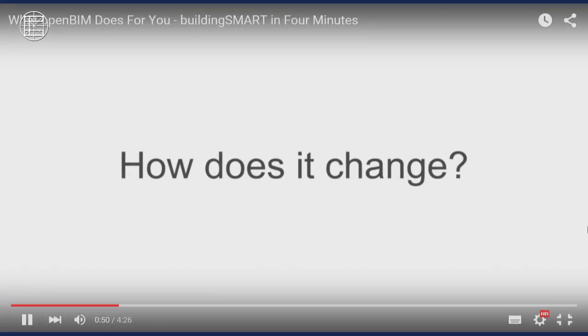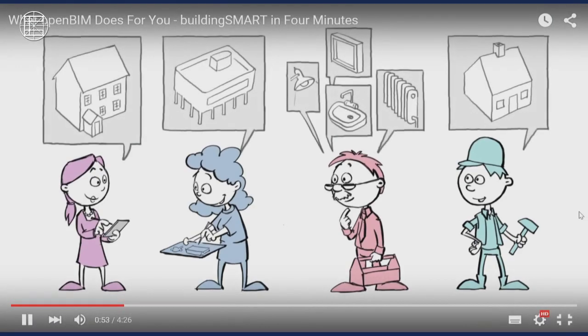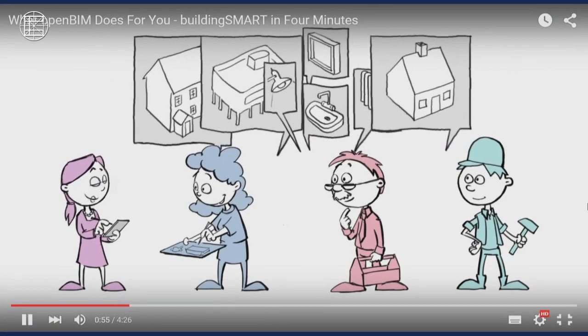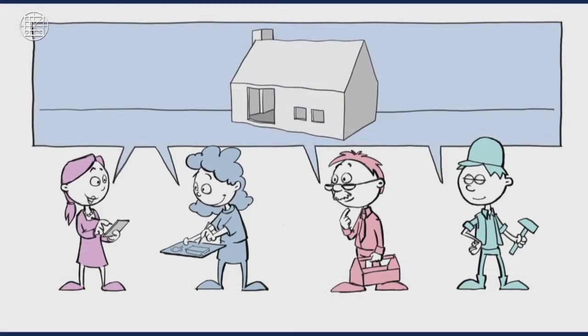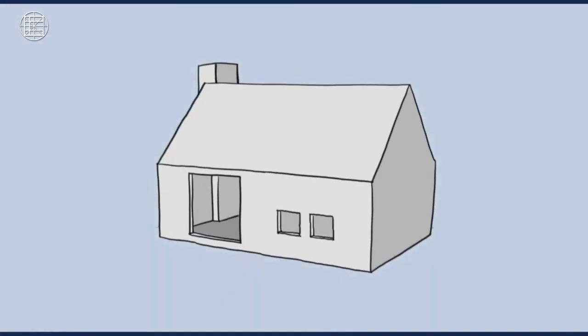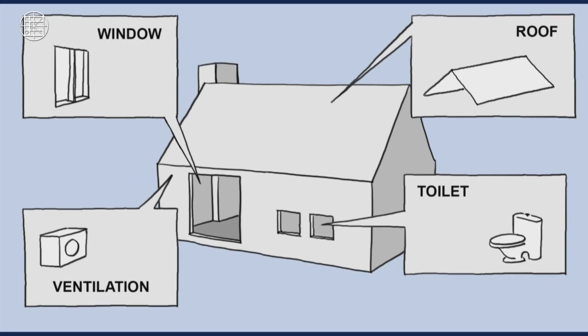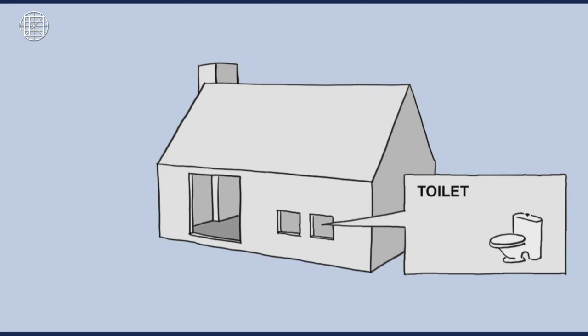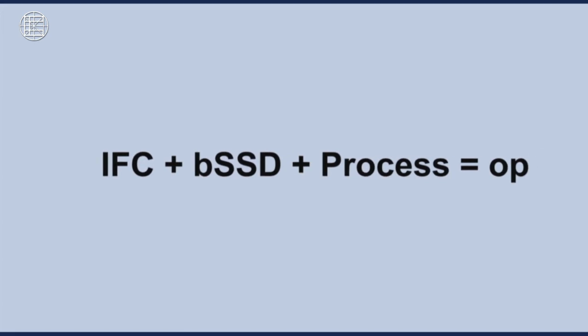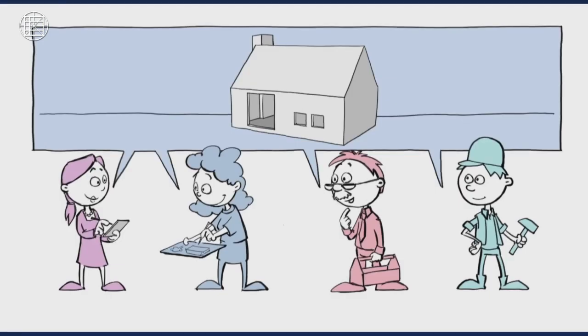How does it change? By sharing all information between all actors in one open format, everyone can work efficiently without errors. A building information model, or BIM, is a digital representation of the real building. Each object in the real building is represented by equivalent digital objects in the BIM. All building information is shared by one open format called IFC and a standardized terminology called data dictionary. All project actors can access relevant information when they need it so that everyone can work efficiently together.